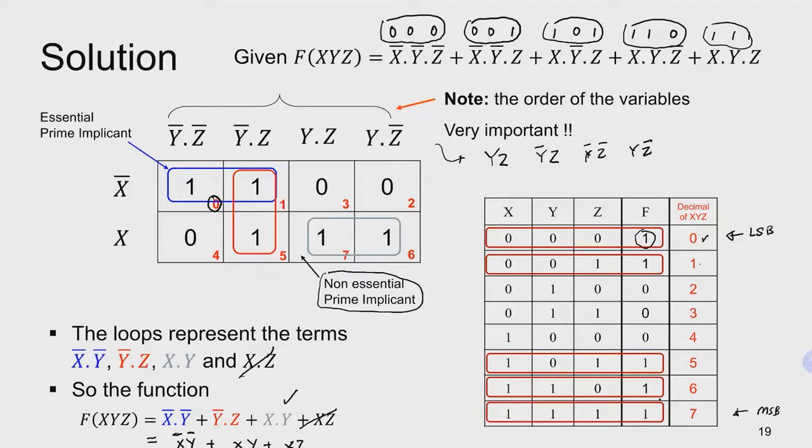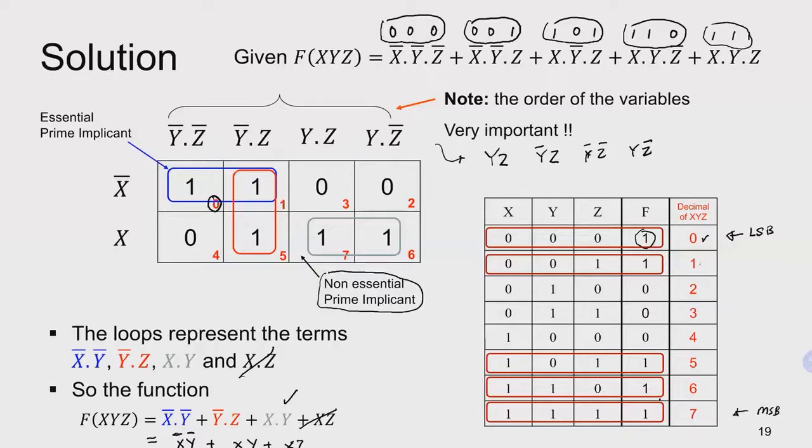So now I have deleted the black loop. You can see that without the black loop, all my ones are still in a loop, meaning that the black loop is not necessary. So we call that non-essential. Having that black loop or not having it, we have all our ones being in a loop.